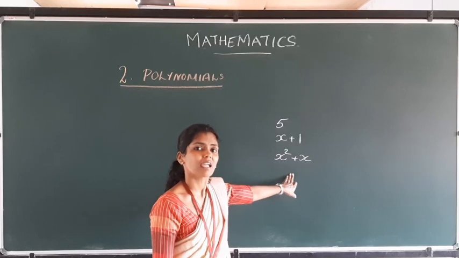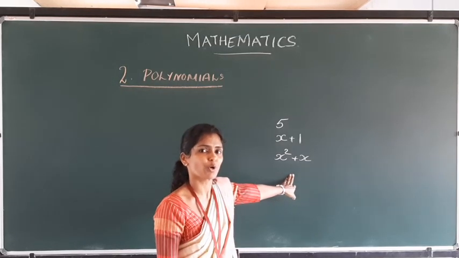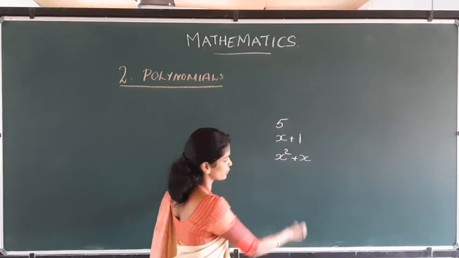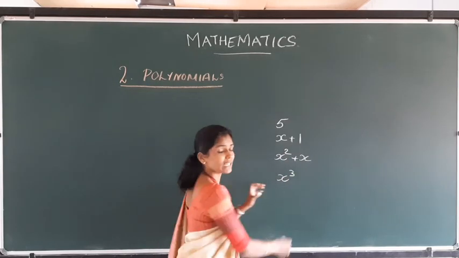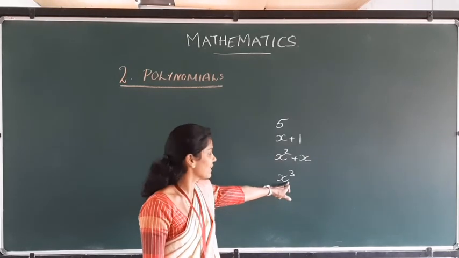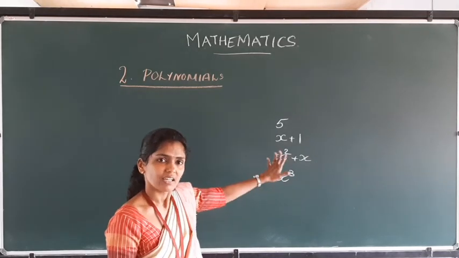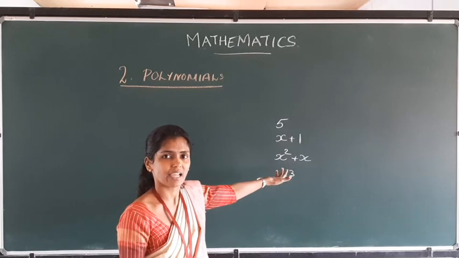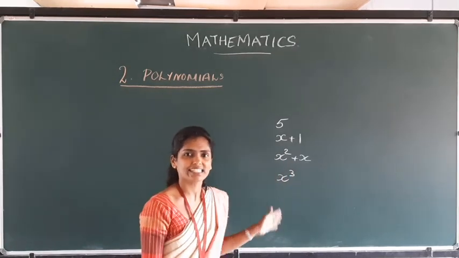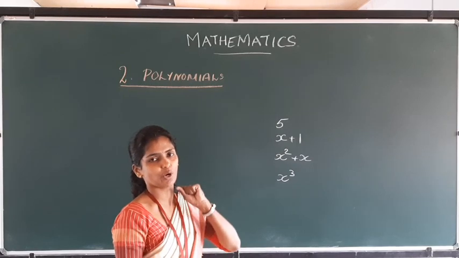x square plus x. This is a quadratic polynomial. Why? Here the degree is 2. Consider x cube. This is a cubic polynomial. Why? The degree is 3. These are some special cases of polynomials. How do we write these polynomials in a general form?